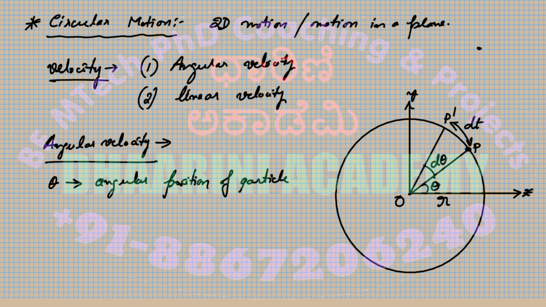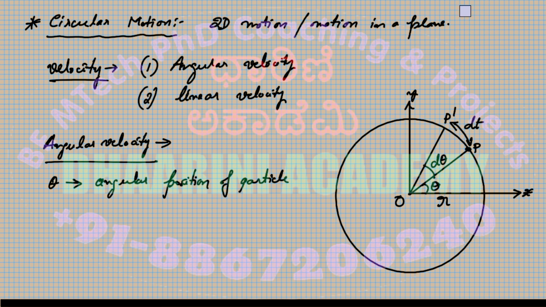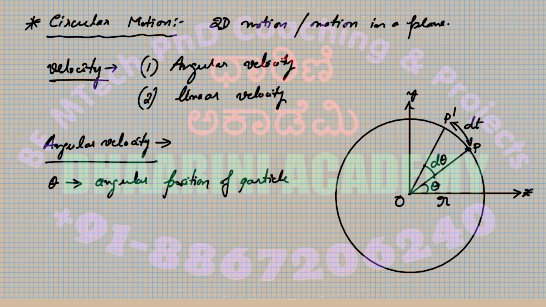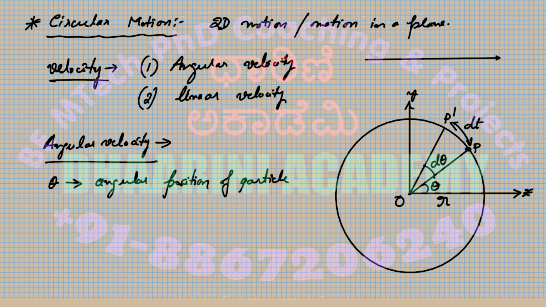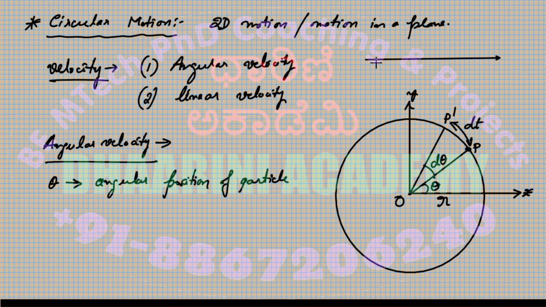Sorry, I'll write a different way. If it is linear motion, the object was, say, here, and it moves to this location. So let us say I'll call this x. This is x dash, so that this distance is dx. And if it takes a time dt to cover that, dx by dt itself is the velocity, right?